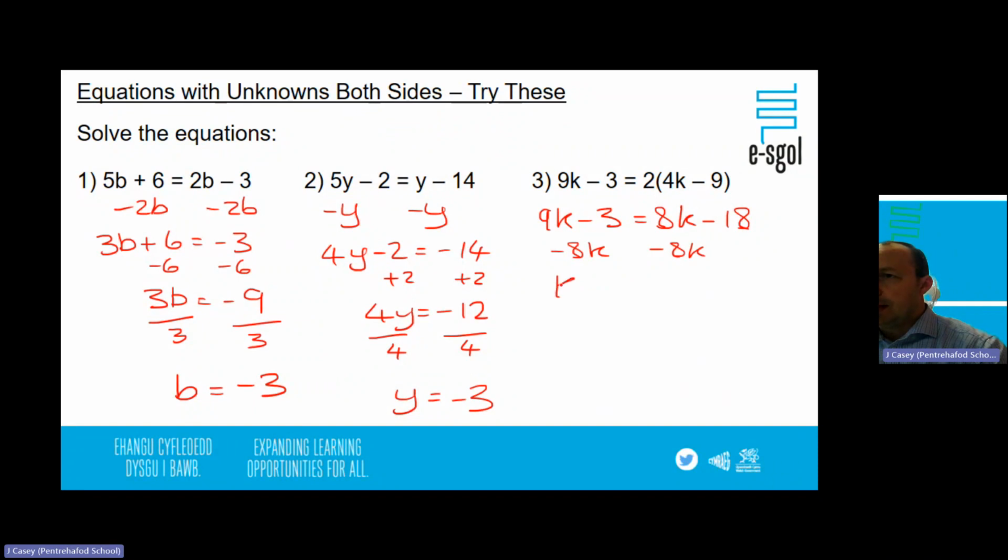That leaves me with 1k. I'll write that as k. Take away 3 equals minus 18. So because I've only got k there, minus 3 is minus 18, all I need to do as my final step is add on 3 both sides. So the value of k is minus 15. And of course, if that said 5k or 10k, I'd have to divide at the end. But for this question, I don't need to, because I'm left with a single value of k at the end.